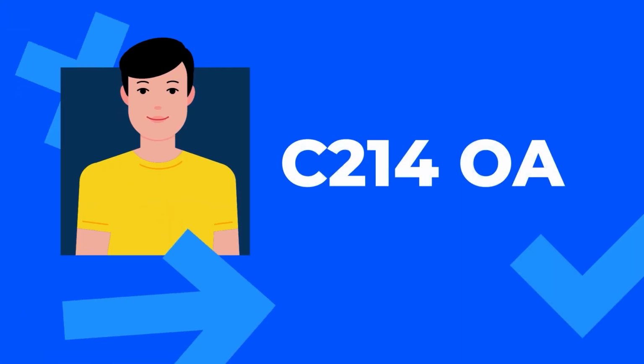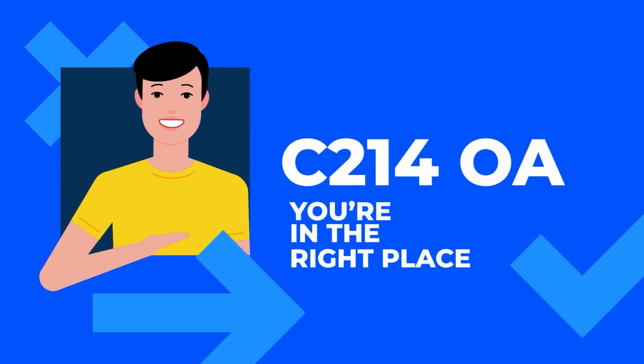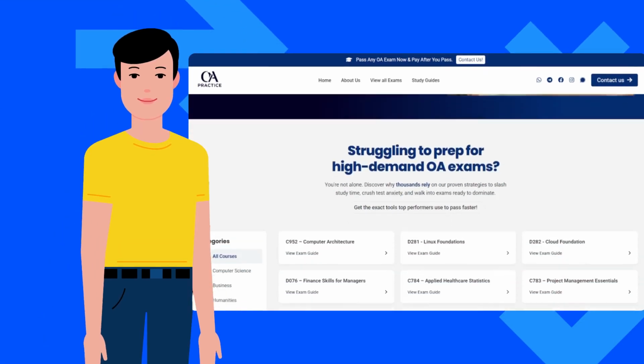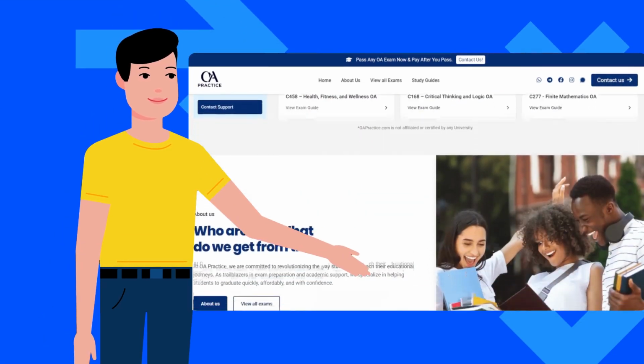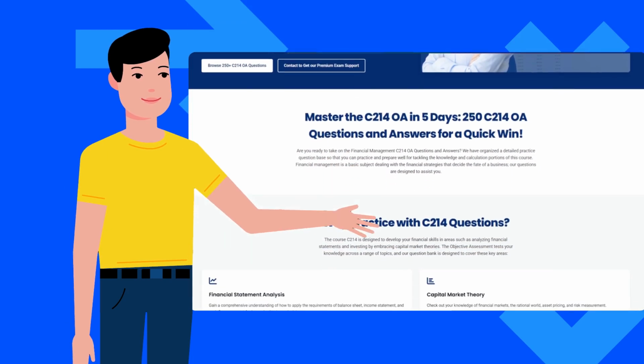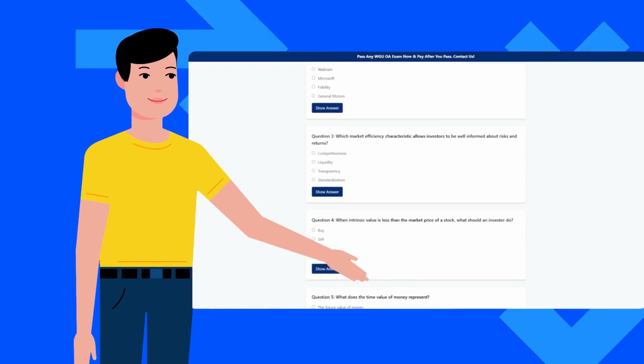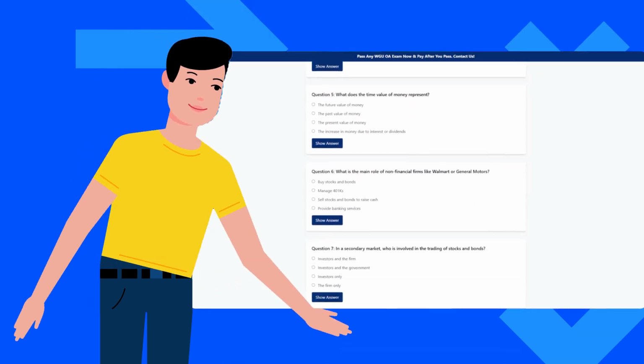Do you want to successfully complete the C214 Objective Assessment exam? Then you are in the right place. Our website provides a list of questions and answers for your success in the C214 OA exam for free. We understand that acing your OA exam can be quite challenging. That's why we provide completely free exam guides and practice questions for you.